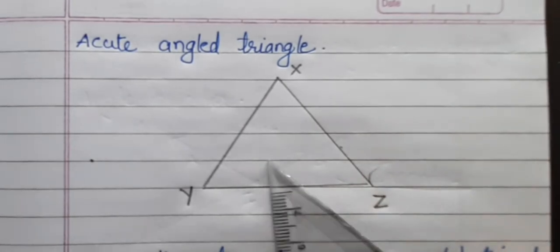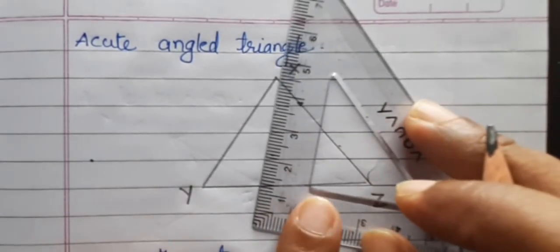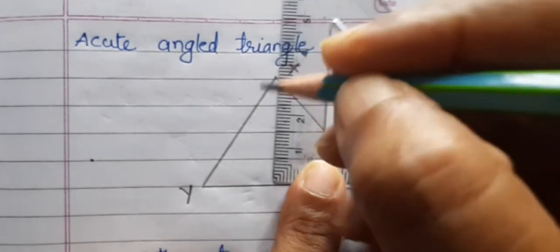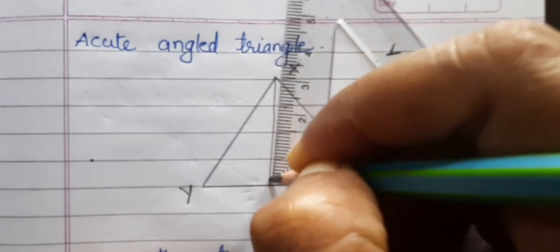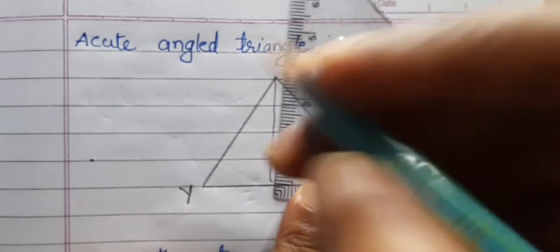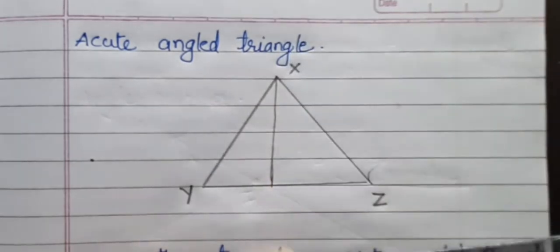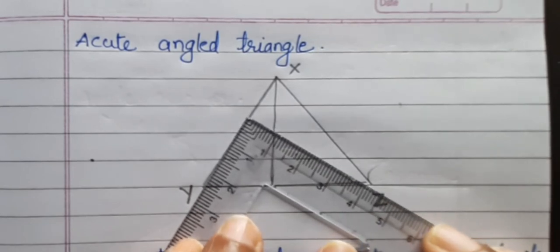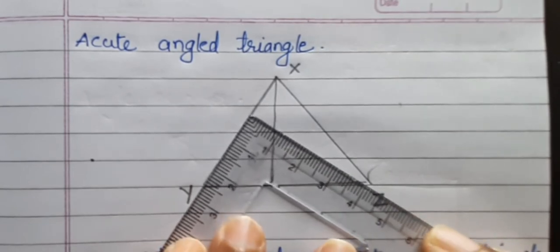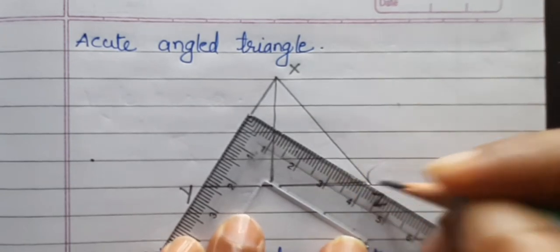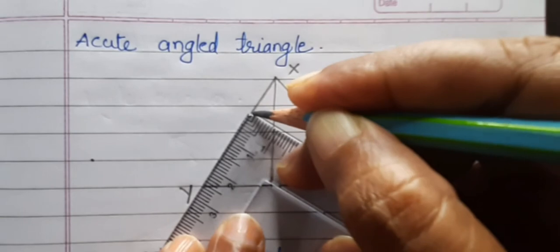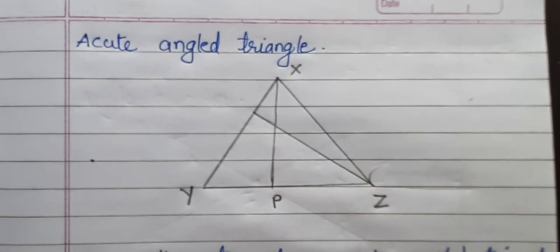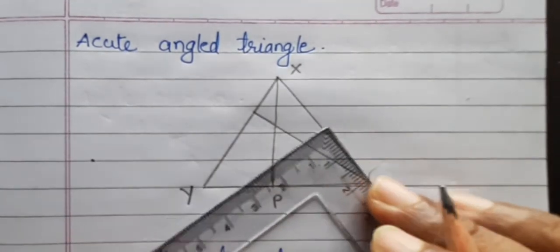So for YZ I have to first draw. So from X I'll be drawing. You have to be careful whether it is making a right angle or not. Okay. Then from Z I have to make. See that XY coincides with one of the sides of the set square. Yes, it is coinciding. So I'll name this as XP. And from here I have to draw now.